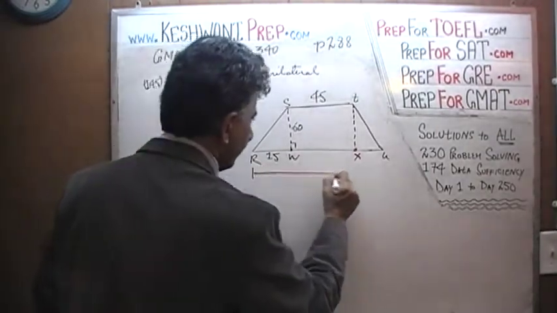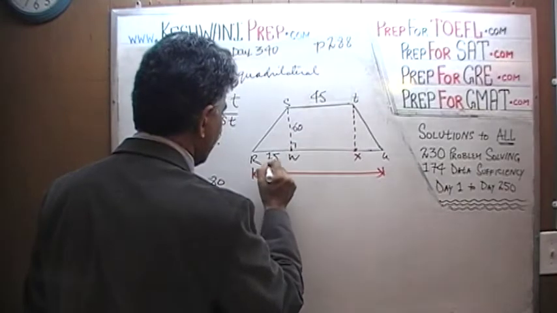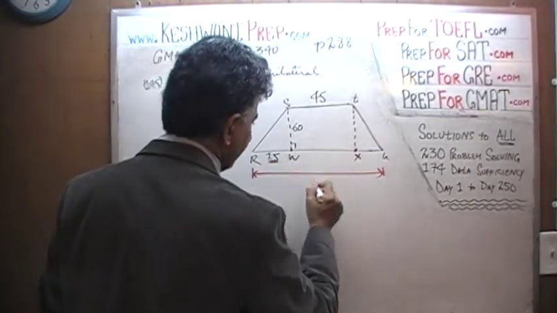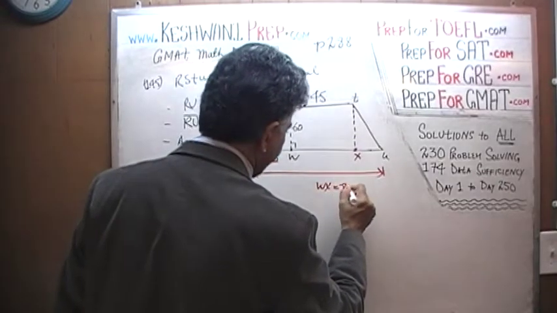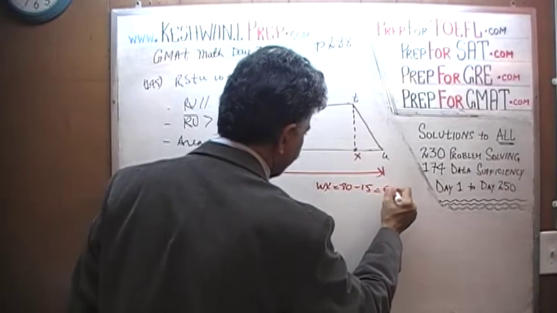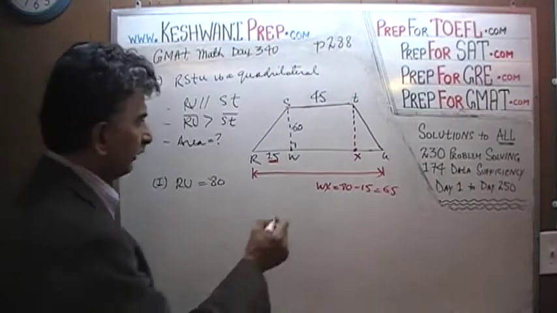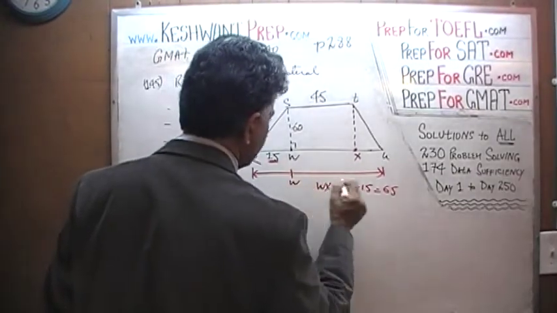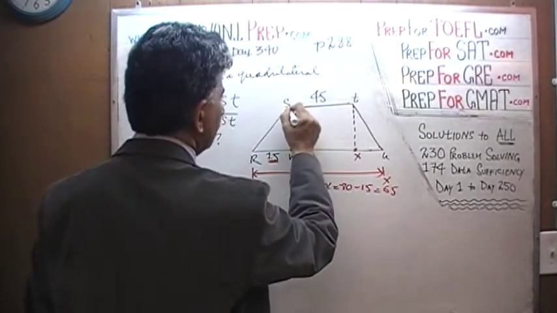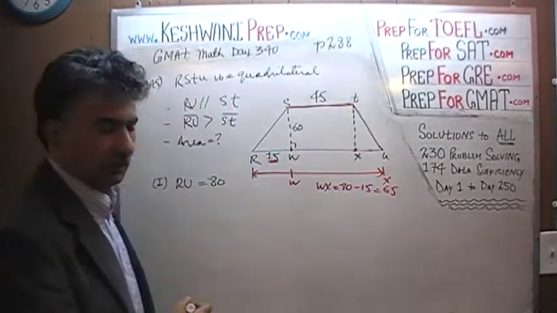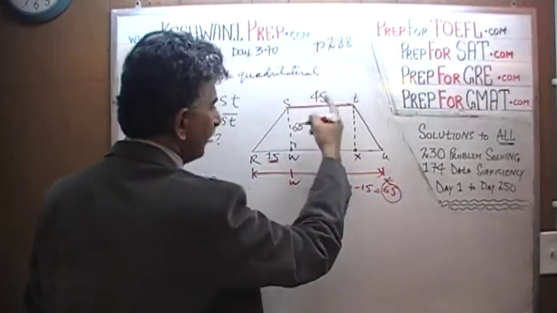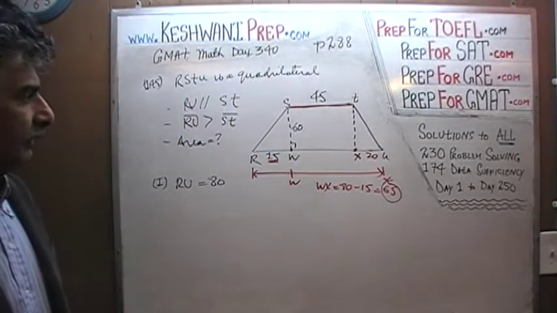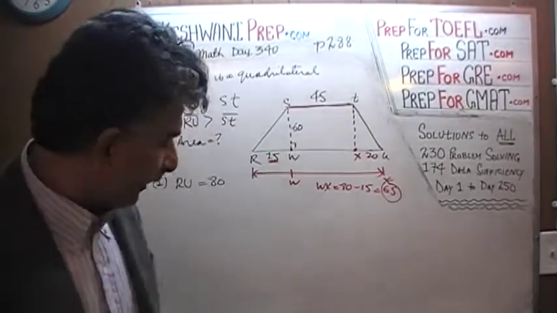Now, we are told that R to U, from here to here, is 80. But we also know that this part is 15, which means that this distance that we see, W to X, must be 80 minus 15, which is 65. So far so good. But we also know that this distance is 45. And if this is 65 and this is 45, then this must be 20. That's it. That's all we needed. We're done. Now we can figure out the area.